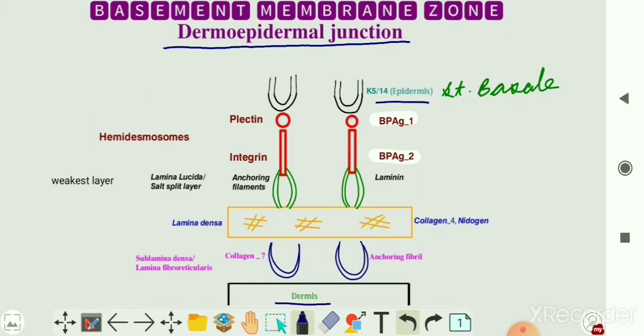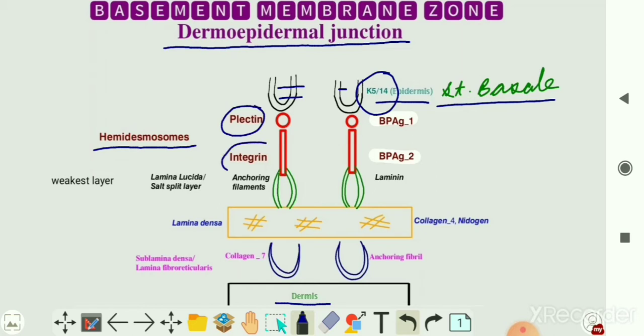As we know, stratum basale is the deepest layer of the epidermis, and in stratum basale there is the presence of keratin filaments 5 and 14, that is K5 by 14. These keratin filaments K5 by 14 are attached to hemidesmosomes. These hemidesmosomes include plectin, integrin, BPAG1 and BPAG2. These all are hemidesmosomal proteins.